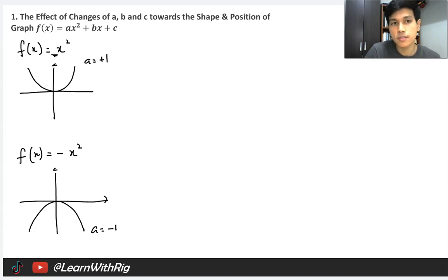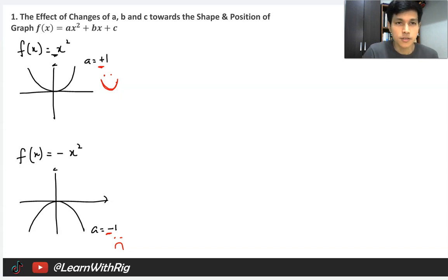Okay, now the positive and the negative value only tells you whether it's a U-shaped graph or an N-shaped graph. How do you remember this? Very easy. If it's a positive, remember, positive people are always happy, correct? So you draw a smiley, so you get a U-shaped graph. If it's a negative, negative people are always very upset, correct? So because they're upset, you get a sad face. So it's an N-shaped graph. Okay, so this is an easy way for you to remember.